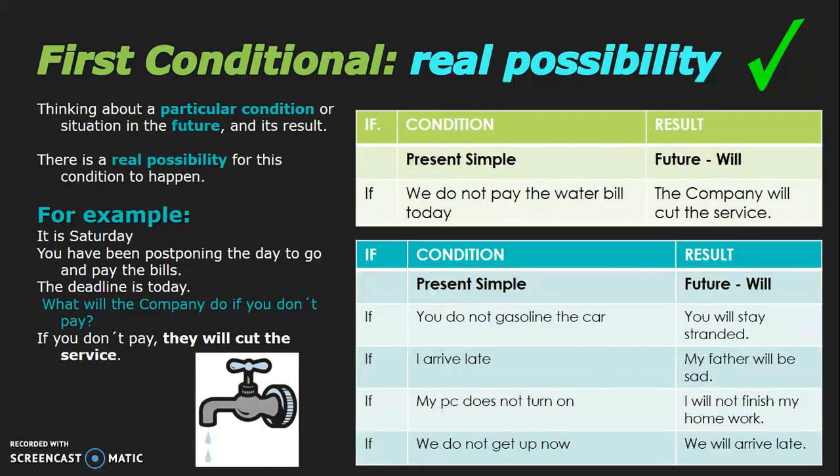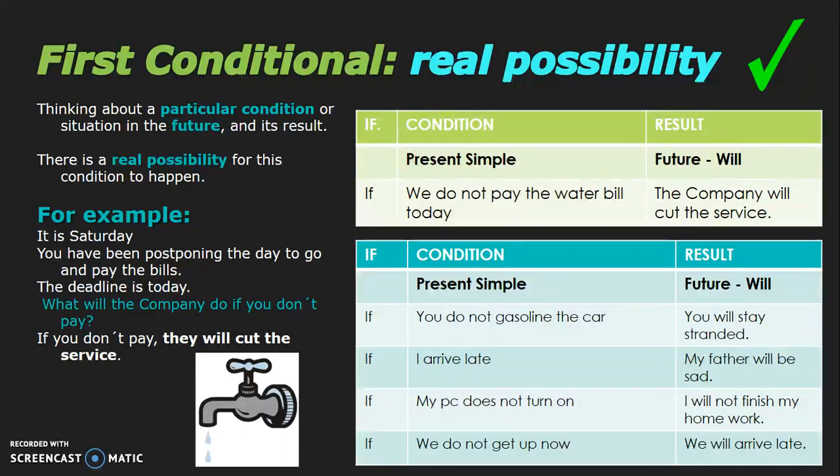So we have four examples to read. If you don't put gasoline in the car, present simple, you will stay stranded, future. If I arrive late, present simple, my father will be sad, future. If my PC doesn't turn on, present simple, I will not finish my homework, the result is in future. If we don't get up now, we will arrive late, for sure. So let's go to the last type of conditional.